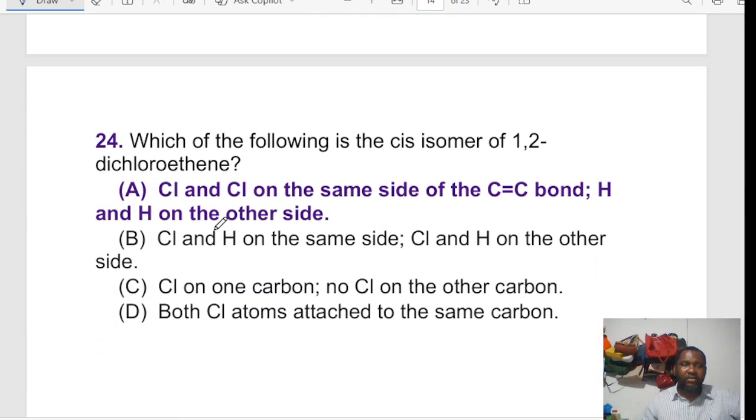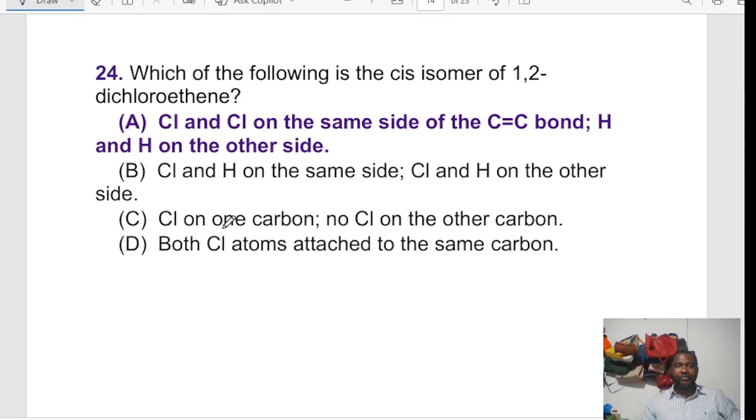Okay. Now that leads us to the next one here. It says, which of the following is a cis isomer of 1,2-dichloroethene? A says chlorine and chlorine on the same side of the carbon-carbon bond, hydrogen and hydrogen on the other side. Okay. B says chlorine and hydrogen on the same side, chlorine and hydrogen on the other side. Actually, the answer is not A.